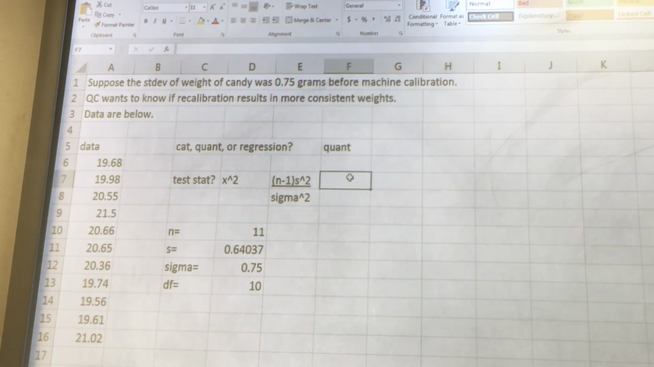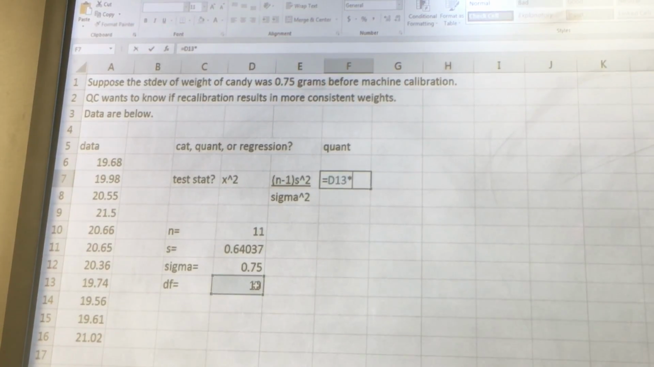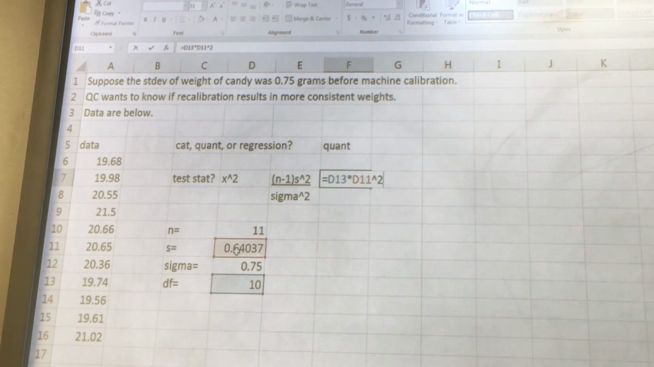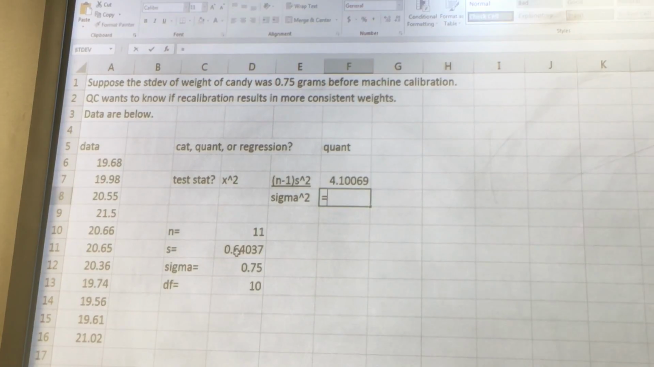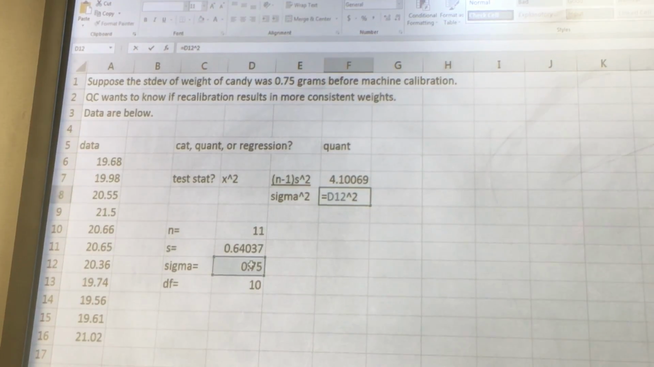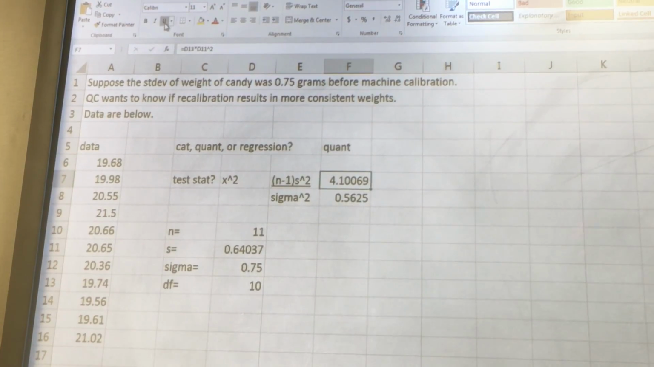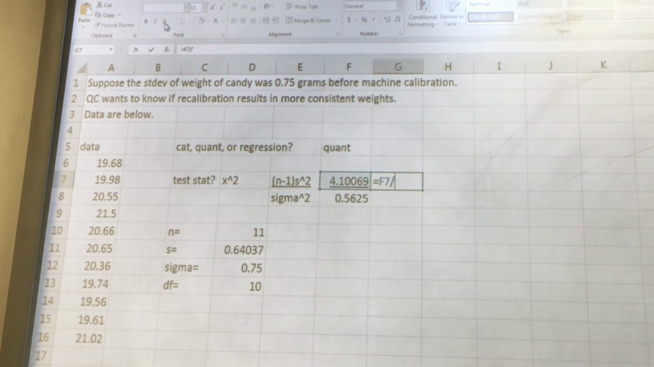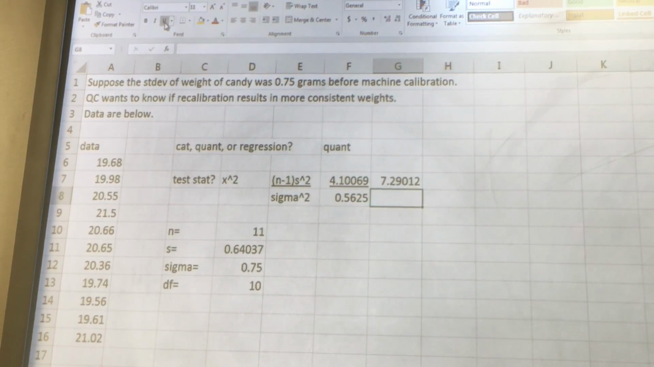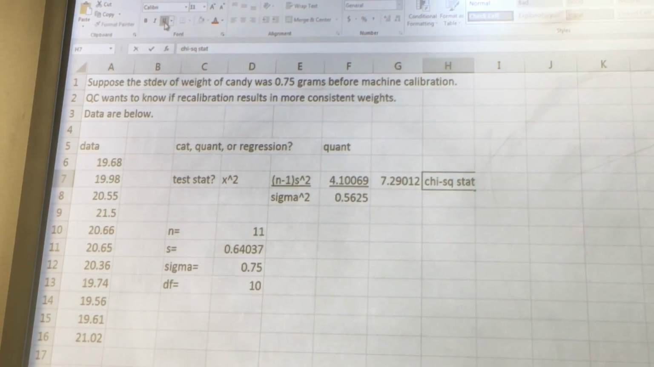Alright, so I'm going to plug this in here. I'm going to take my 10. I'm going to multiply it by my standard deviation, and I got to square that. Okay? Probably been wondering all this time, why did I care about variance? This is where I'm using the variance. Okay? Sigma is going to be 0.75 squared, right? So we got the variance there as well. Okay? I'm going to divide those two numbers. And that gives me, this is my chi-square statistic. Okay?